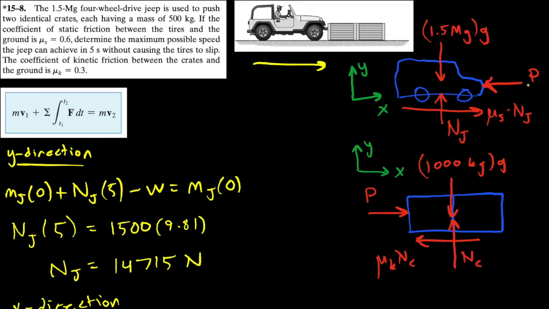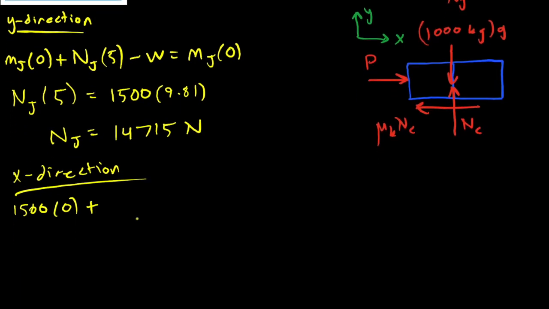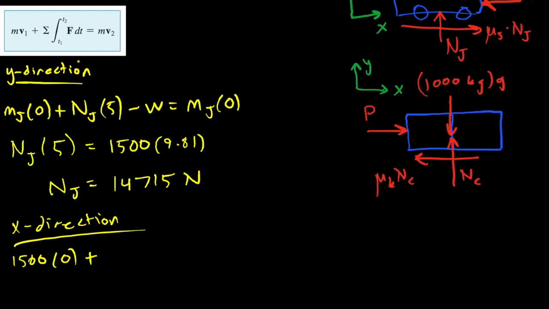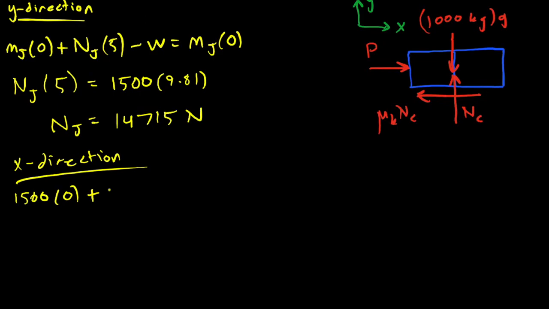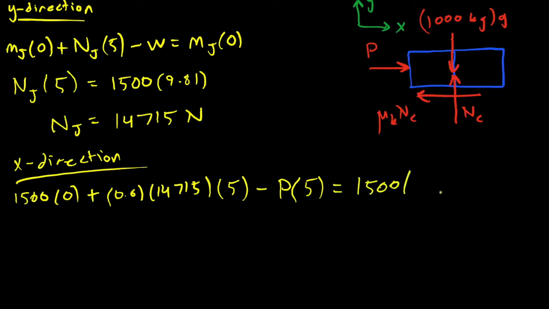We have the P pointing in the negative direction and static friction times N sub j. So in the negative direction, the coefficient of static friction is 0.6 times N sub j, which is 14,715, times the total time, which is 5. Then we have P pointing in the negative direction times, again, 5 seconds, equivalent to the mass of the Jeep times the final velocity, which we'll call V for now.